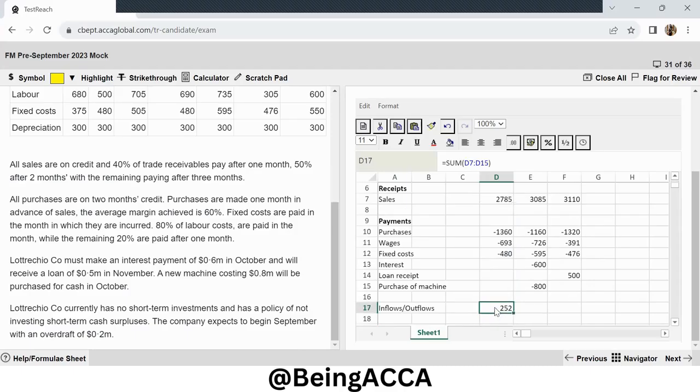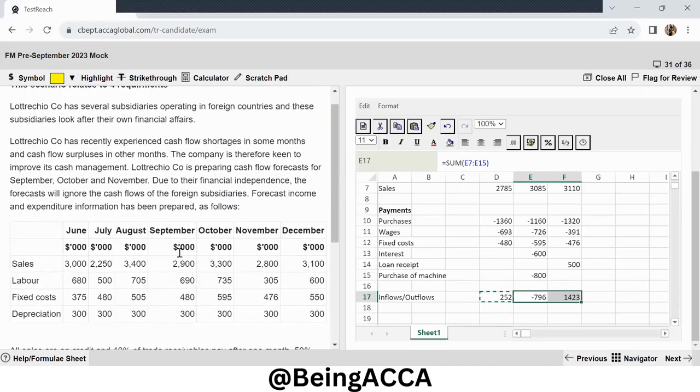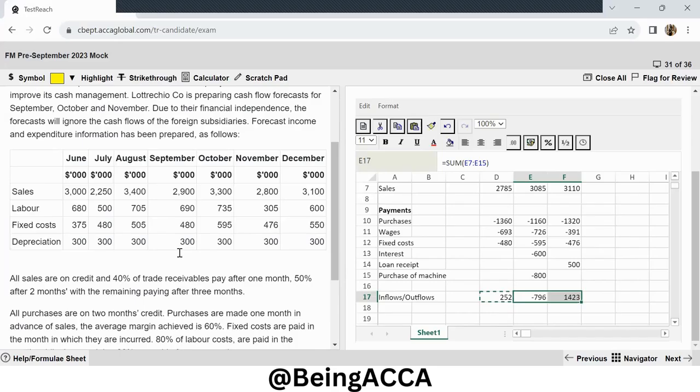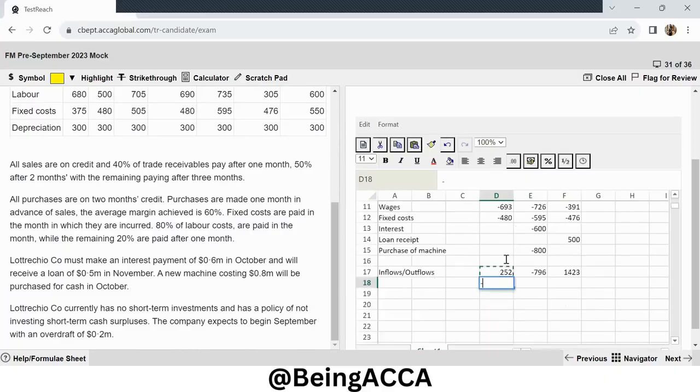So these are my outflows. I will similarly paste the formula over here. So yeah, I have my inflows and outflows. Then we are given some opening or closing balances. The company expects to begin September with an overdraft of $200 million. So that means we are beginning the month of September with a minus 200 balance.